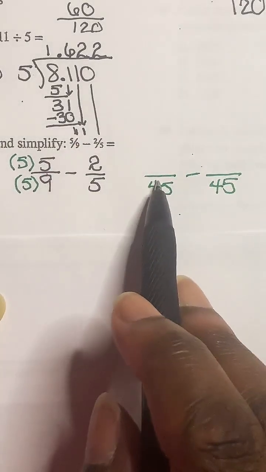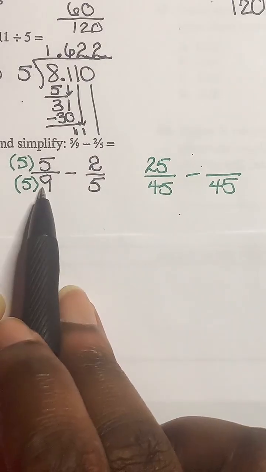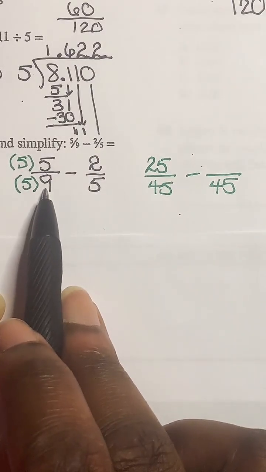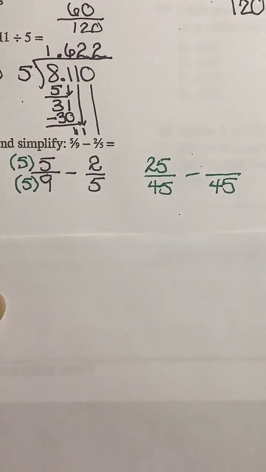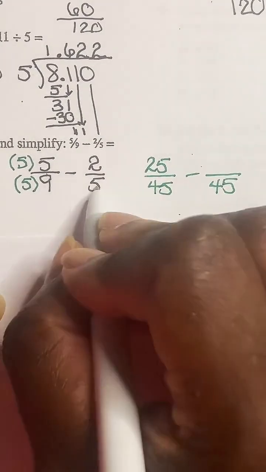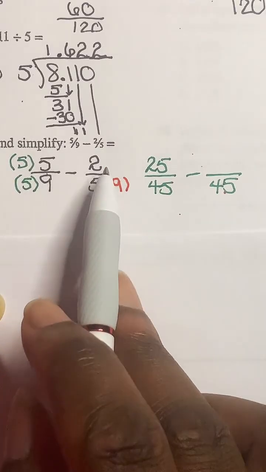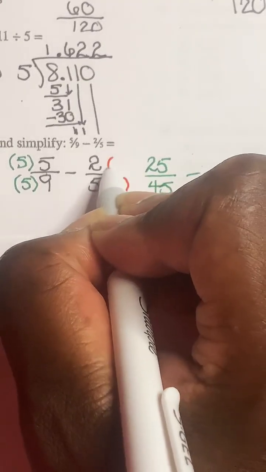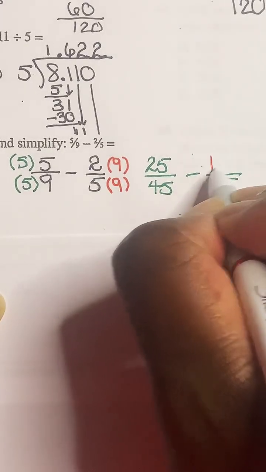Whatever I do in the denominator, I must do in the numerator. So my new numerator is 5 times 5, which gives me 25. So that's the breakdown of that first fraction. Now for the second fraction, I need to change this 5 to a 45. That means I need to multiply it by 9. Whatever I do in the denominator, I need to do in the numerator. So 2 times 9, that gives me 18.